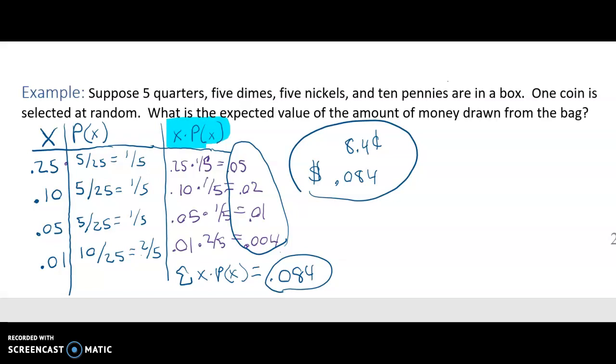Now, can you get exactly 8.4 cents from the bag? No, because we don't have a fraction of a penny. That's why it's considered an expected value, or an average of sorts.